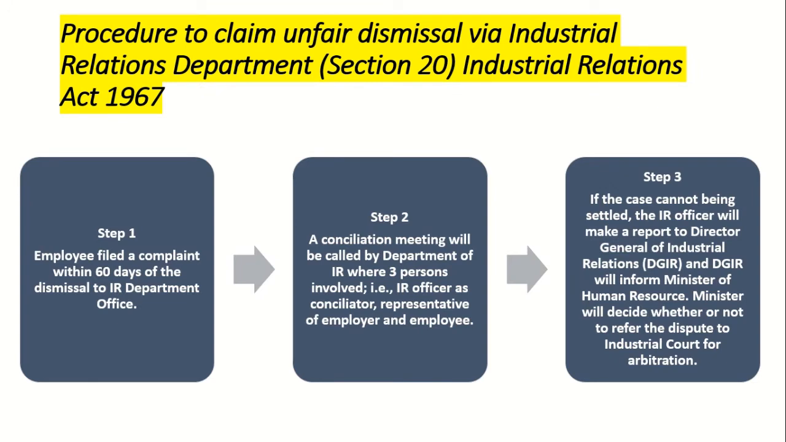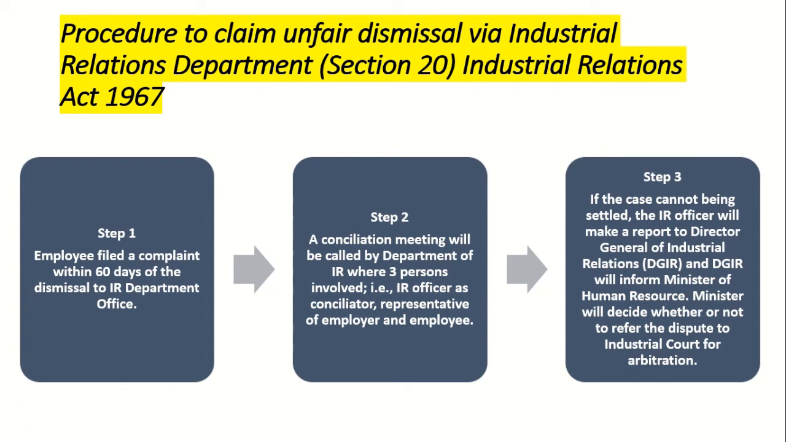Okay, next, kita tengok pula procedure to claim unfair dismissal via Industrial Relations Department using Section 20 of the Industrial Relations Act 1967. So the first step is the employee need to file a complaint within 60 days of the dismissal to the IR Department Office. So same as Labour Department. Tempoh untuk submit claim ataupun submit complaint hanyalah 60 hari juga. After 60 days, it will be rejected.